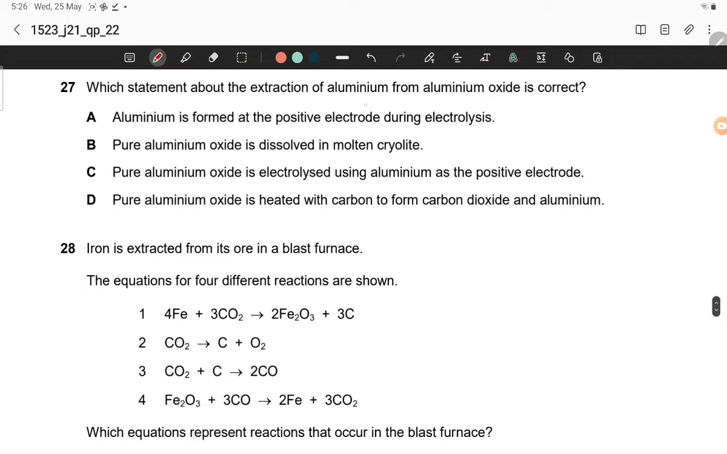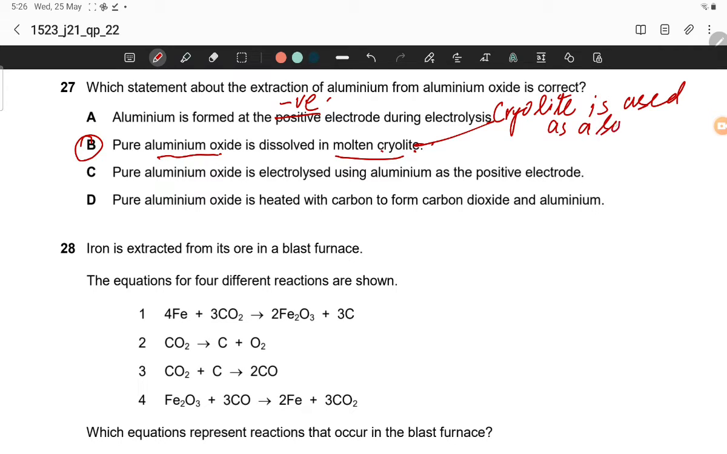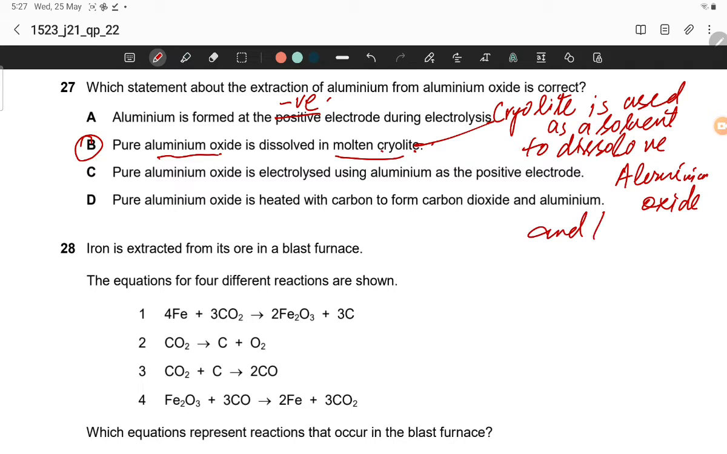Question number 27. Which statement about the extraction of aluminium from aluminium oxide is correct? Aluminium is formed at the positive electrode. No, it is the negative electrode. Pure aluminium oxide is dissolved in molten cryolite. Yes, because aluminium oxide has a high melting point, so for carrying out electrolysis it is dissolved in molten cryolite. So cryolite is used as a solvent to dissolve aluminium oxide, and lowers the melting point.